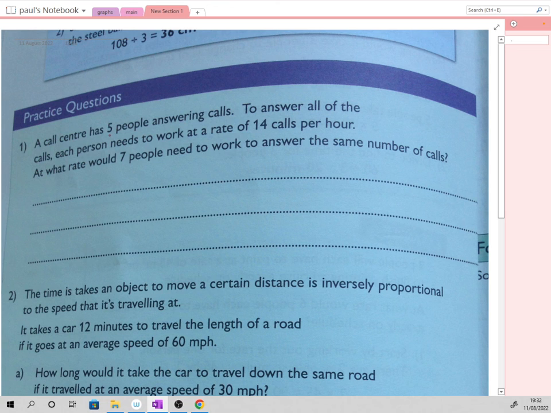Well, we've got 5 people, and we know that they're all working at 14 calls an hour. So if we do 5 times 14, which is 70, that means there's 70 calls altogether. Now we're going to put 7 people on there, so 70 calls divided by 7 equals 10 calls per person per hour. Ooh, long-winded, yeah? So it's 10 calls.